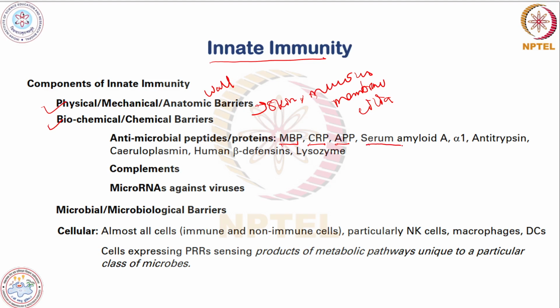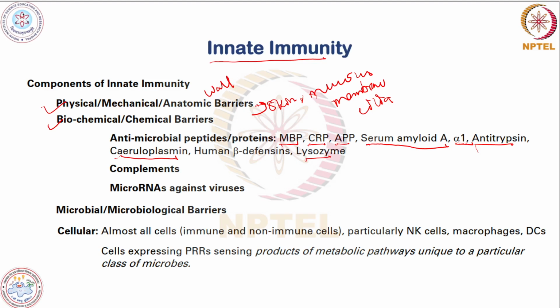And the next ones are serum amyloid A, alpha 1 antitrypsin and ceruloplasmin. These are the molecules that help control the inflammation and the infection in our body. The next molecules are human beta defensin and lysozymes. These are responsible for direct killing of bacteria by breaking down their cell wall.